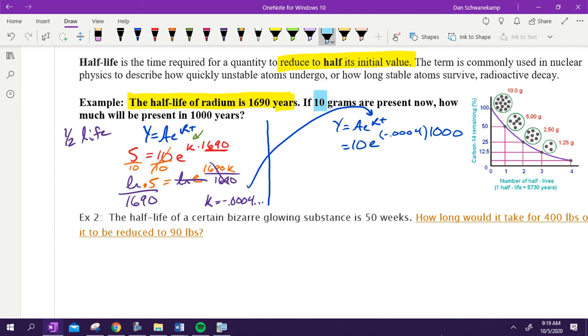Yeah, we're only going 1,000 years. Okay, we said 1,690 years is going to cut it in half. So after 1,690 years, I had 5 grams. Well, if I'm only going 1,000 years, that's not enough to get it cut in half, and so I know my amount's going to be bigger than 5. Okay, so just use your brain and understand what's happening.